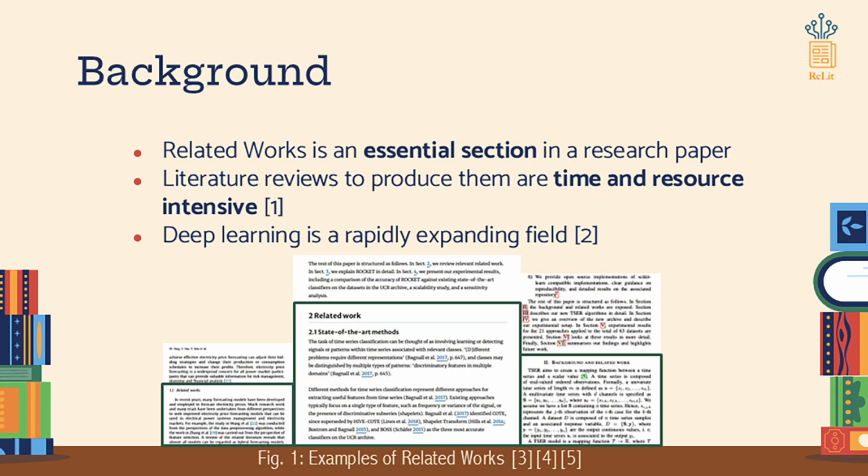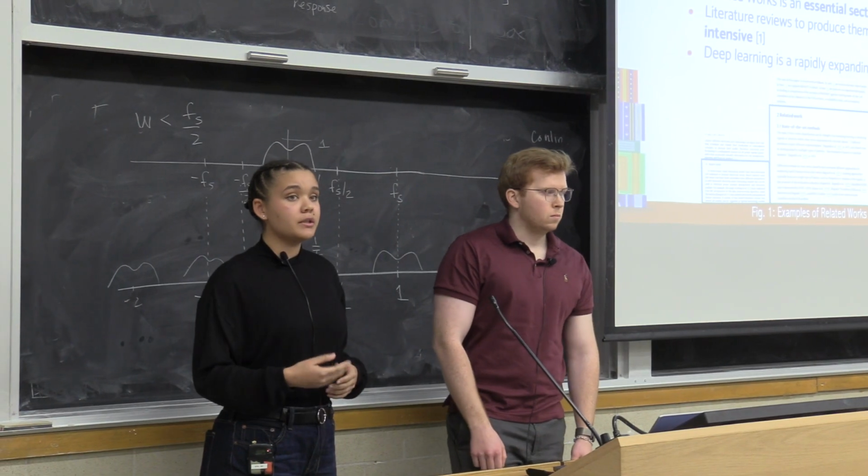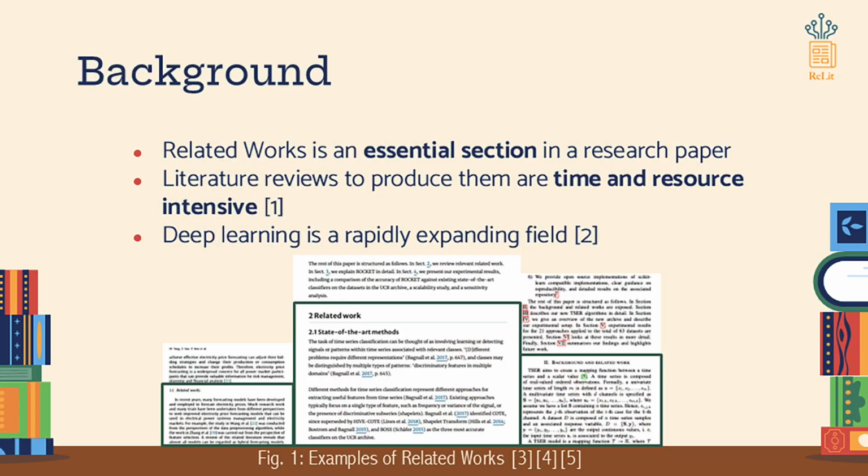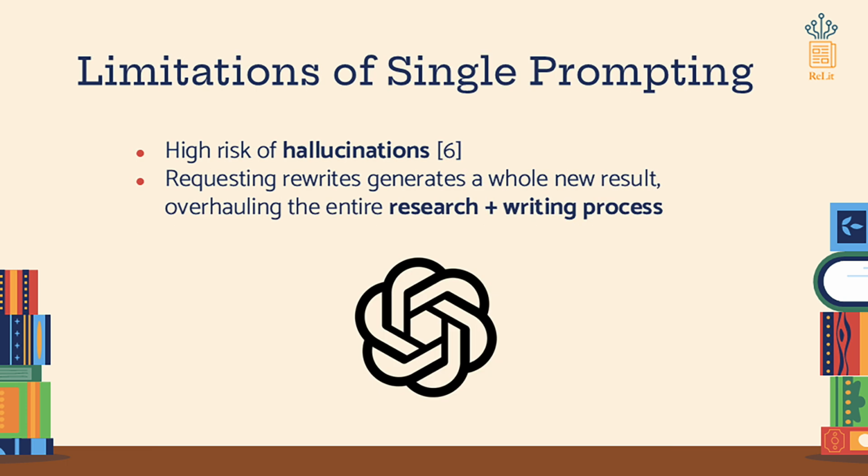The related work section of a research paper is integral to providing background information on the field and motivation for the project. However, reviewing literature to create this section is time and resource intensive. This is especially so for researchers in the field of deep learning, as there are numerous new studies being produced every month. It may be tempting to use a single prompt to generate this section. However, there's a high risk of hallucinated citations. Further, when asking for edits, entirely new papers can be cited and new content generated.